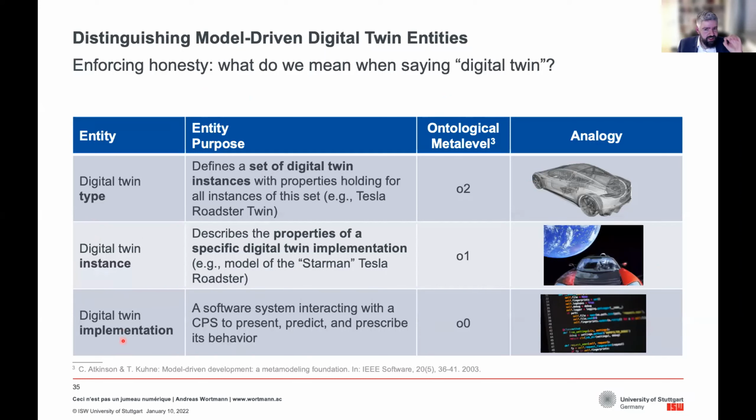And then there's the digital twin implementation. So ultimately, source code plus models on a computer that do something. And when you say digital twin, maybe in the future, think about what you're meaning. Do you want to talk about the type, the instance, or really the implementation, the thing that ultimately runs on a computer? And I think we as researchers should make that very clear when we write publications.